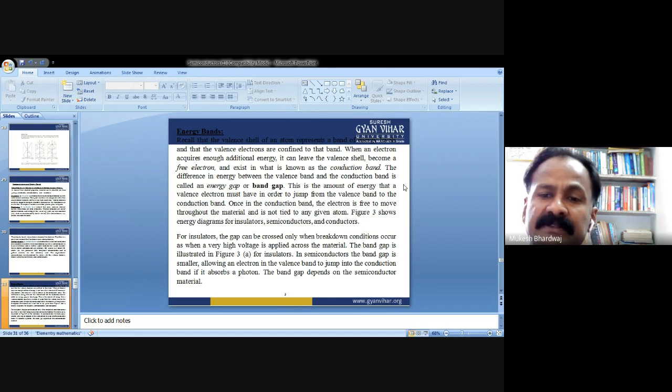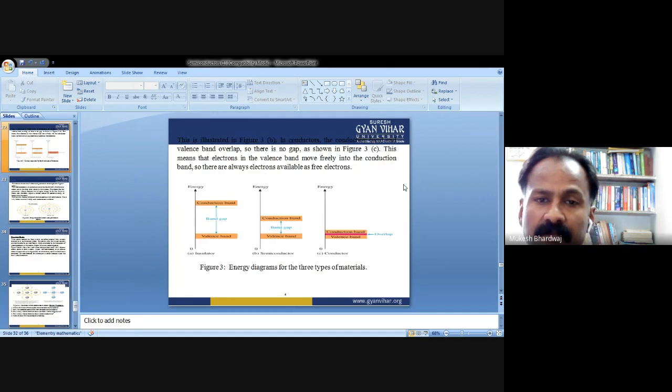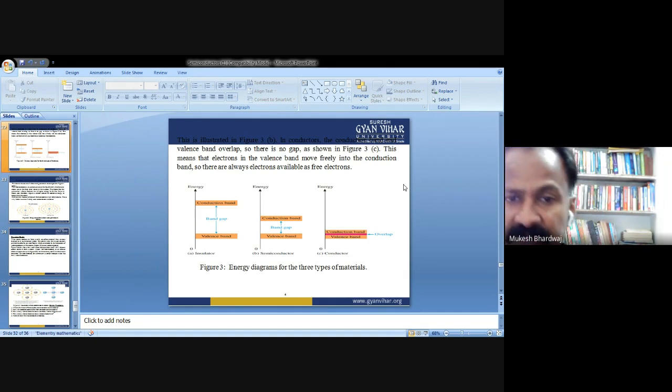In semiconductors, the band gap is smaller, allowing an electron in the valence band to jump into the conduction band if it absorbs a photon. The band gap depends on the semiconductor material. This is the pictorial representation of the energy band gap for insulators, semiconductors, and conductors.